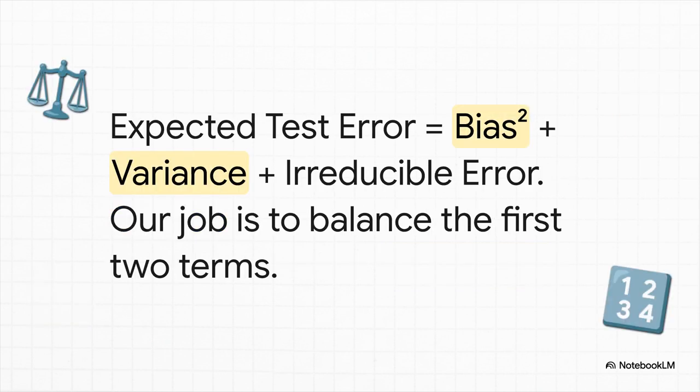U. Believe it or not, you can actually write this whole idea out as a formula. The total error you can expect from your model is basically its bias squared plus its variance plus this other thing called irreducible error. That last part, that's just life. It's the random noise that exists in any real-world data. You can never, ever get rid of it. Our job is to find the perfect, delicate balance between the first two.